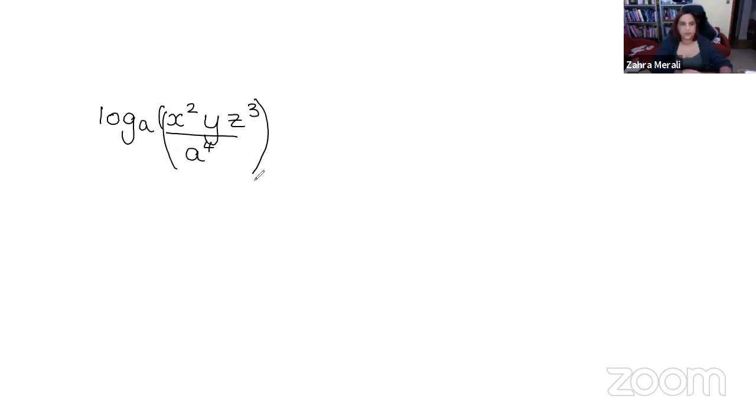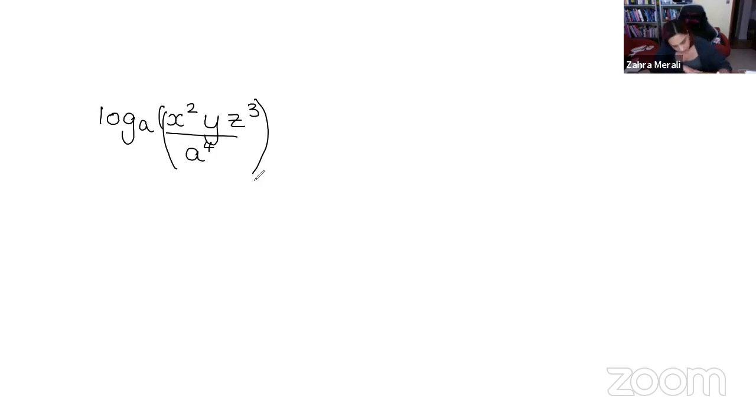So let's say we had log a of x squared y z cubed all over a to the 4. Okay, so we want to separate that out. So we think everything on top is multiplied by each other, and then we've got something divided by in the last bit.